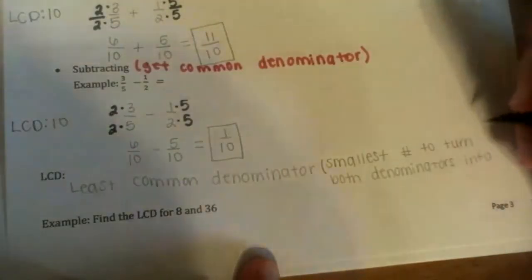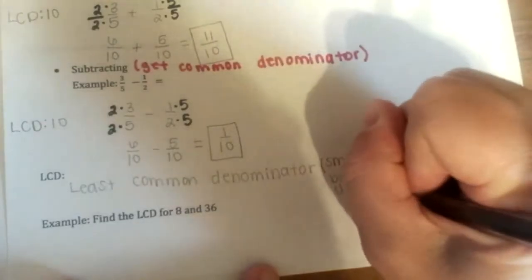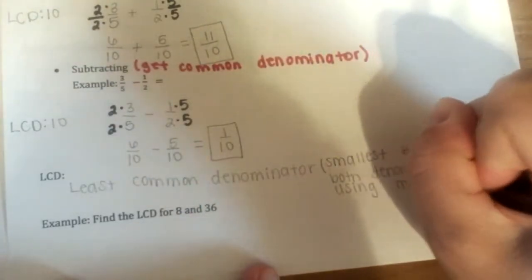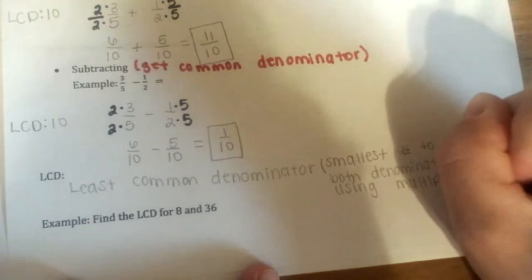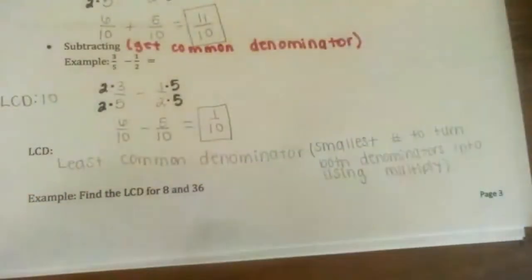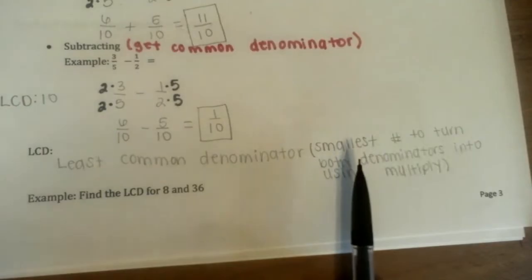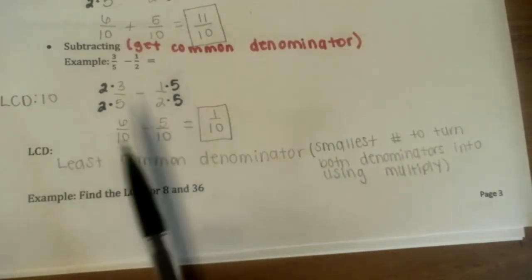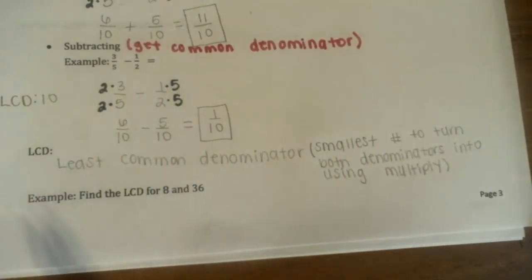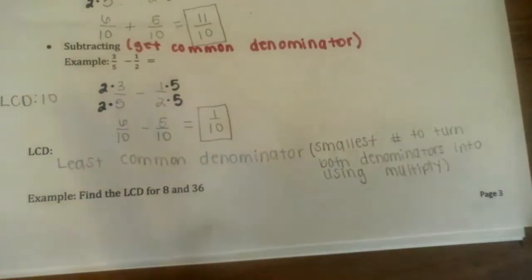And remember, whenever I say to turn, this is going to be using multiplication. So I want to multiply both fractions, top and bottom, by something to make both of my denominators the same. Remember, the denominators are our bottoms of our fractions. So it's the smallest number. I can turn both denominators, both 5 and 2, we turned them both into 10 using multiplication. All right, so some of us, just like this one, 5 and 2, we can turn into 10. That was an easy one.